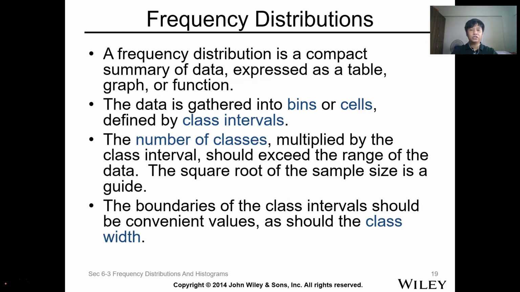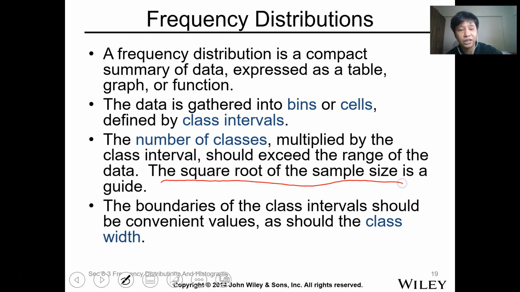Now, the frequency distribution table, or the frequency distribution. Yung frequency distribution, this one is just a summary of data expressed as table, graph, or function. Basically, you just compartmentalize or put it in a cell or a bin in a class interval. The number of class is basically just the square root of the sample size as a guide. And the boundary of the class interval should contain int value, as should the class width.